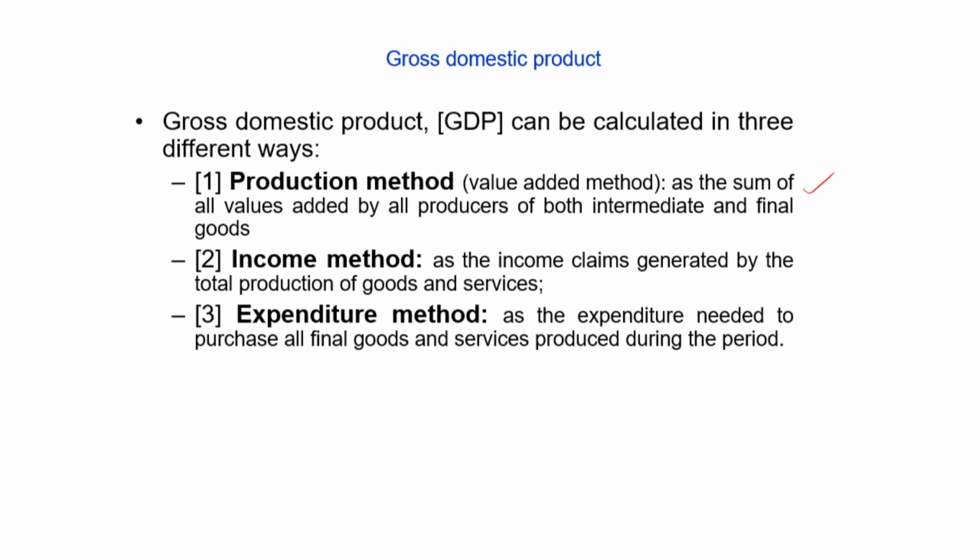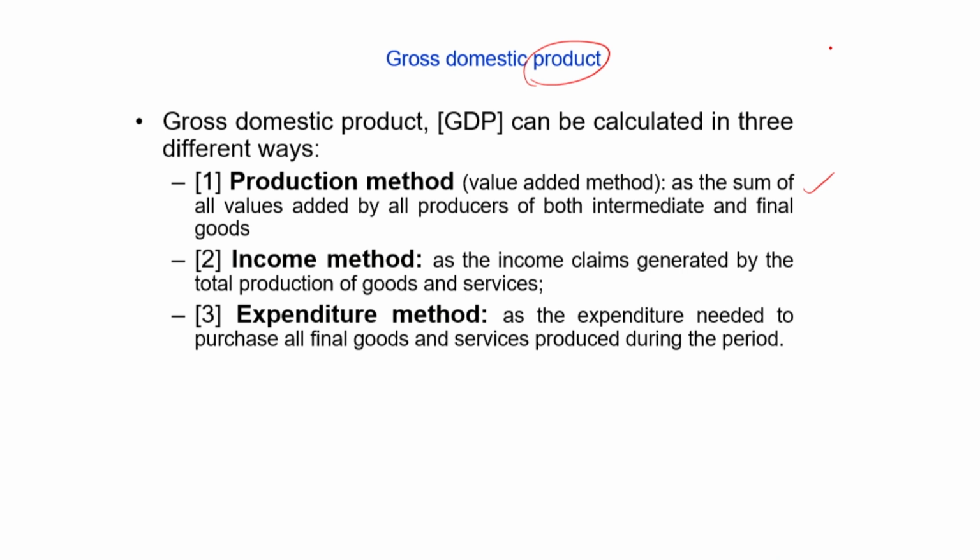So before going further, let me make it clear once again. We can call it gross domestic product. We can also say gross domestic income. We can also call it gross domestic expenditure. So the gross domestic product is equal to income, equal to expenditure.